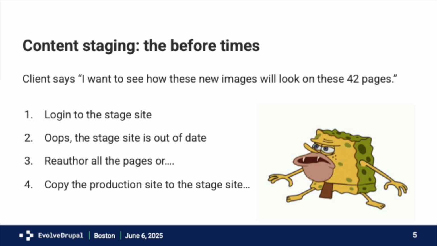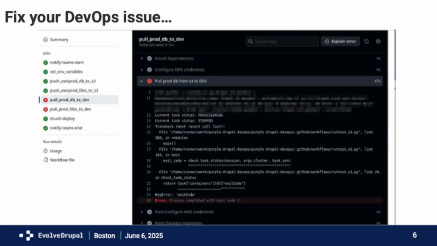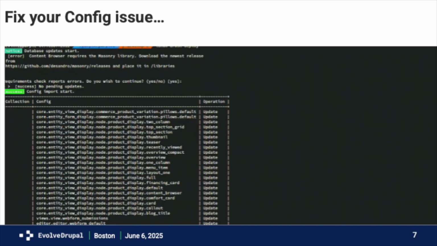You log into the stage site. The stage site's out of date. You have to re-author all these pages to show it. Or, let's just copy production down to stage. That's easy enough. But it's really not. You run into a DevOps issue. GitHub is broken. The database doesn't transfer correctly because you're trying to pull production down to stage or something like that. Everything works until it doesn't, of course.